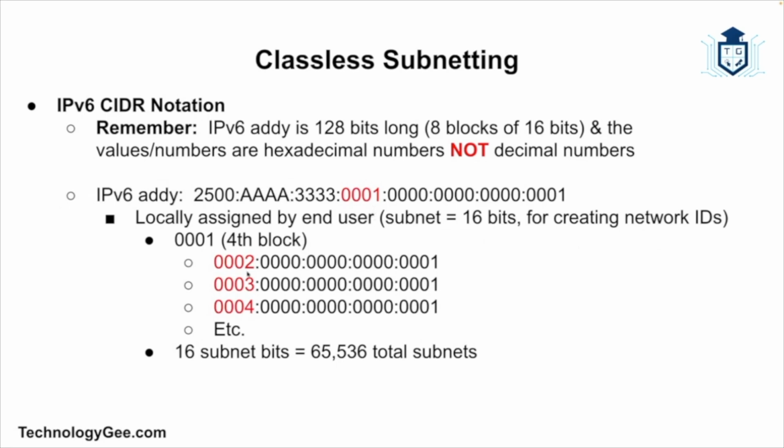And it could be a 1, 2, 3, 4, etc. And within this, you got 16 bits, and that'll give you a grand total of 65,536 total subnets you could theoretically create just off of this one block alone.